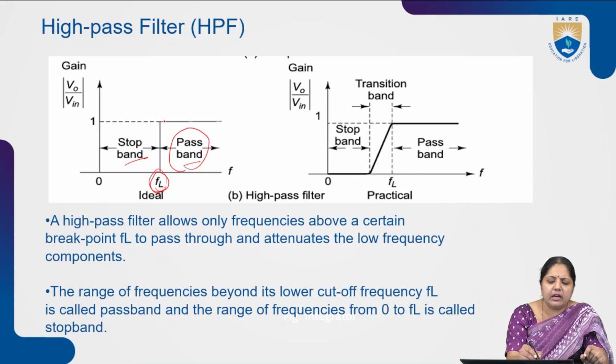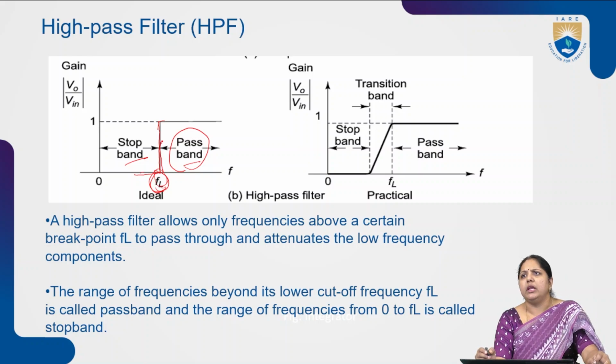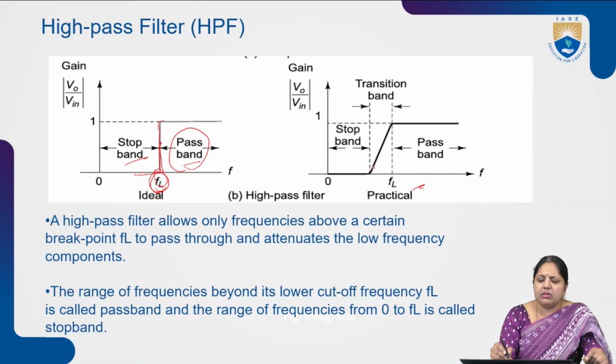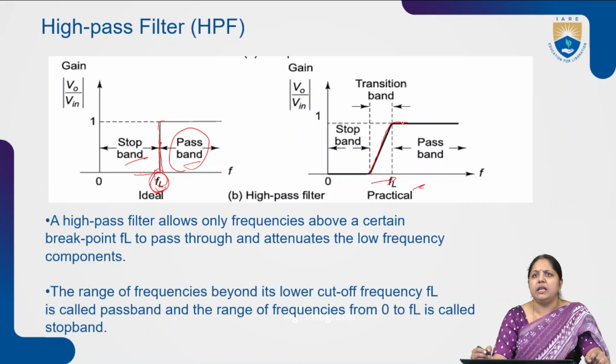And what is the ideal response? In the ideal response, I am getting a sharp change at the cutoff frequency, the gain value is changing sharply from frequency 0 to FL. But if you take the practical high pass filter, the gain value is changing as the frequency component is increasing. The gain value is changing from 0 dB to the maximum gain we are getting here.